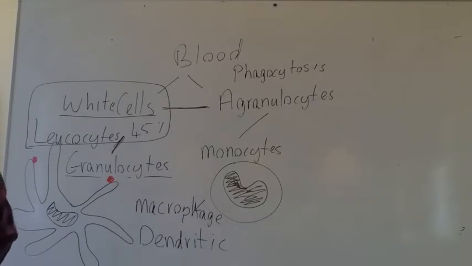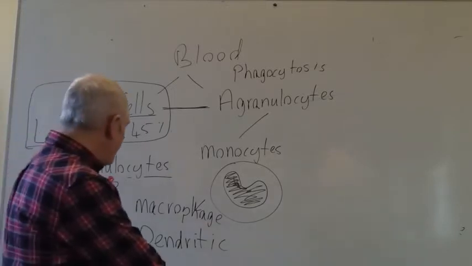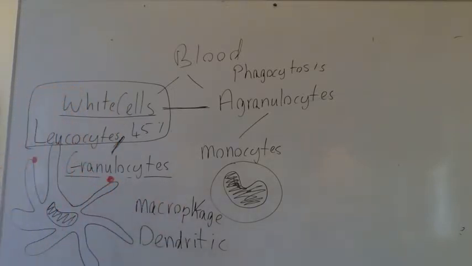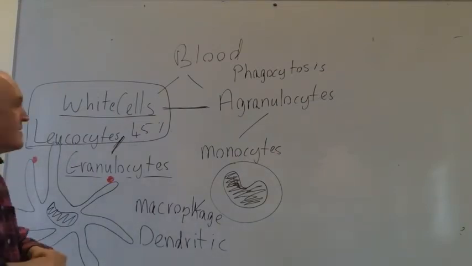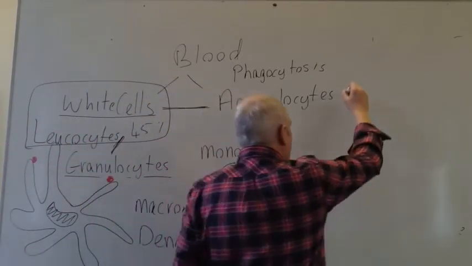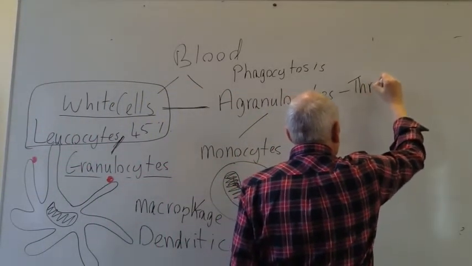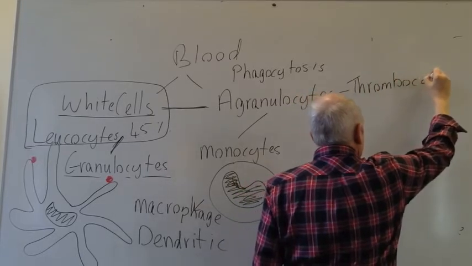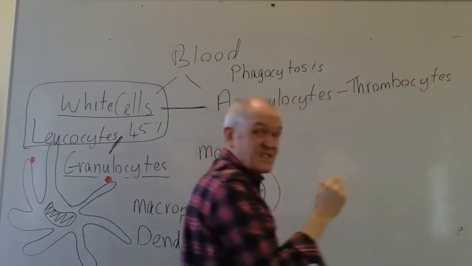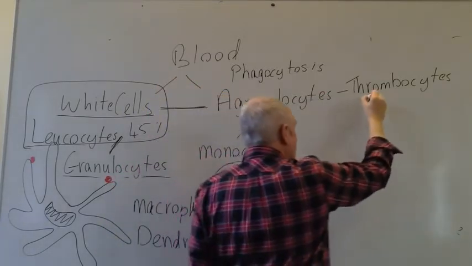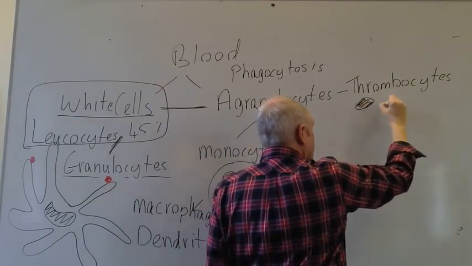And other cells in the immune system will then make these immune proteins, the antibodies. So that's monocytes. In the blood they're called monocytes. In the tissues they become macrophages and dendritic cells. Now also included in the granulocytes we can have the thrombocytes, or the platelets. And these are just relatively small cell fragments.